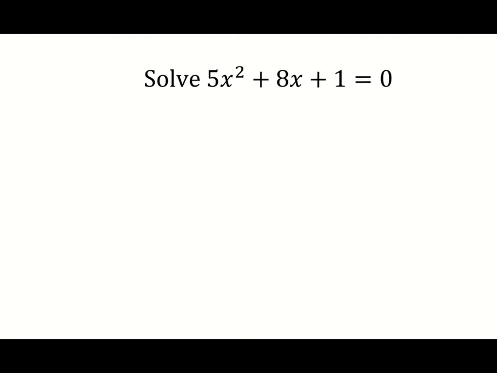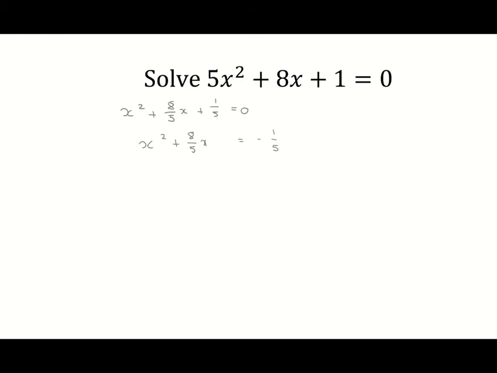This is a slightly more complicated example in that x squared has a coefficient of 5. So the first thing we need to do is to divide everything by 5 so that we get x squared plus 8 over 5x plus 1 over 5 equals 0. Now I know that ultimately I need to shift that 1/5 to the other side, so I might as well do it now. And put it over there.